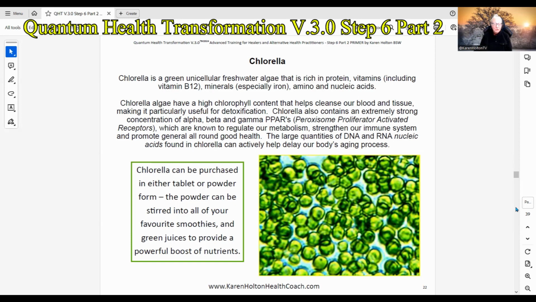That stands for, I'm going to try to pronounce it, peroxisome proliferator activated receptors, which are known to regulate our metabolism, strengthen our immune system, and promote general all-round good health. The large quantities of DNA and RNA nucleic acids found in chlorella can actively help delay our body's aging process. Chlorella can be purchased in either tablet or powder form. The powder can be stirred into all of your favorite smoothies and green juices to provide a powerful boost of nutrients.